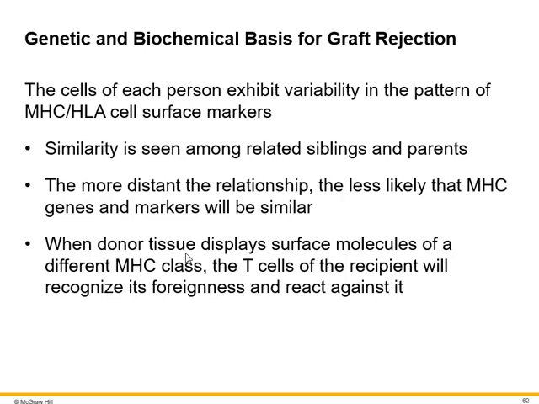So when donor tissue displays the surface molecules of a different MHC class, then the T cells of the recipient will recognize that it's foreign and react against it. That's what it's supposed to do. The problem is we don't want it to reject the graft.